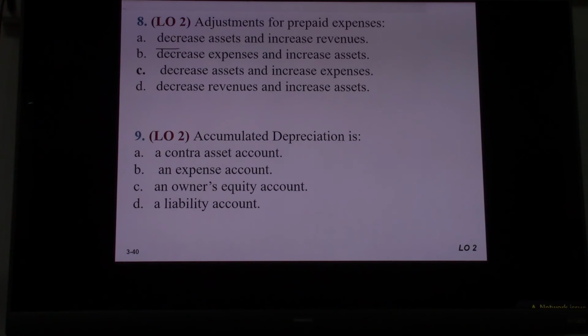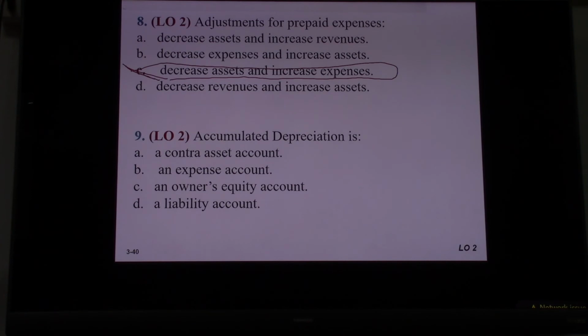Letter B, you should decrease assets. Letter C, you should decrease assets and at the same time increase expenses. So adjustment for prepaid expenses: decrease assets and increase expenses.